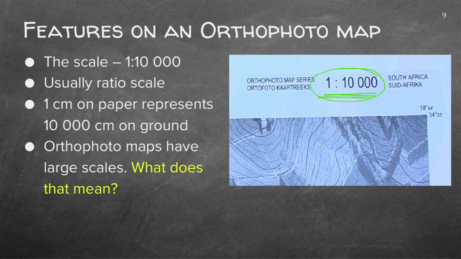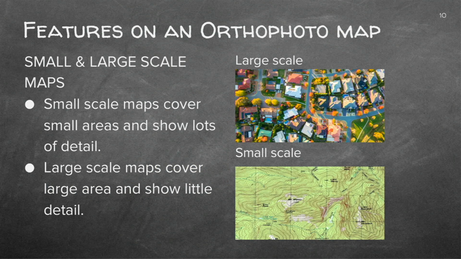So if you then get any map produced in a scale of 1 to 15,000, what does that mean? You should be able to tell what that means now. But remember that all orthophoto maps produced by the NGI in South Africa are in the scale of 1 to 10,000.